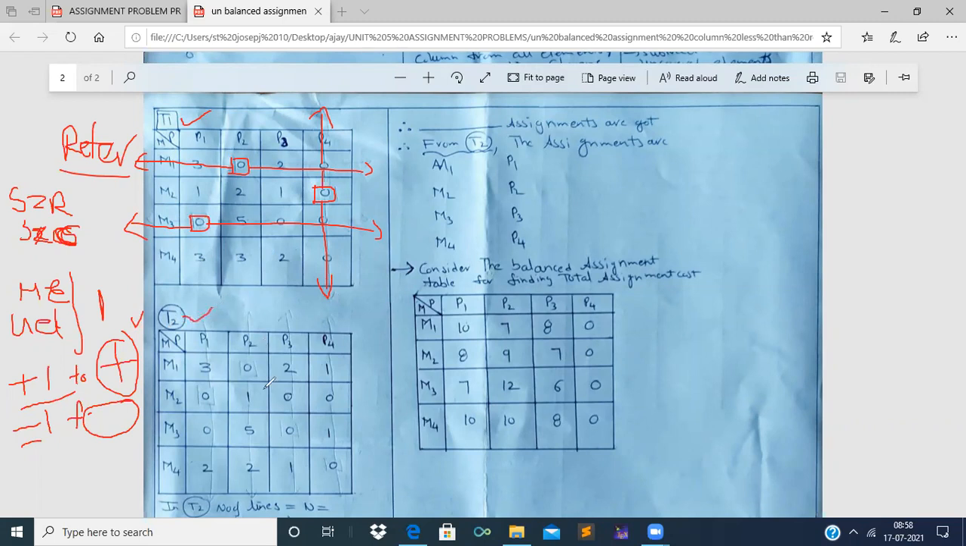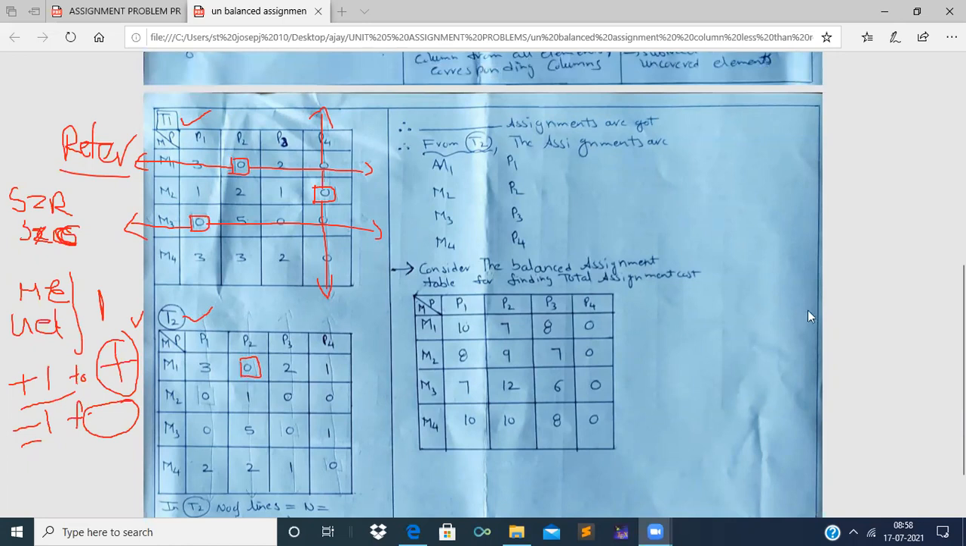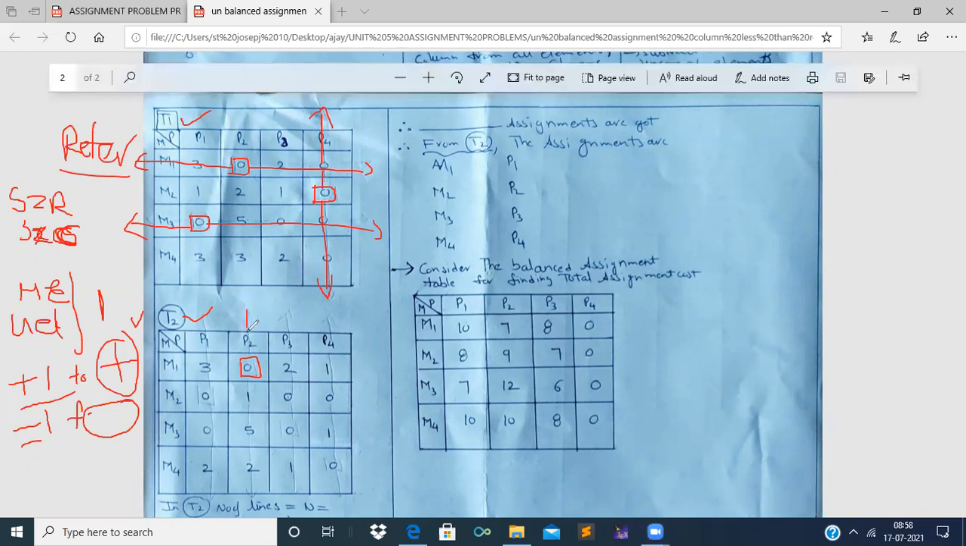Now, let us proceed further for giving assignments. Now, the first row, observe carefully. Single zero row. Now we have to search for single zero rows. As a single zero is present in the first row, we are giving assignment, and hence we have to strike off this column.